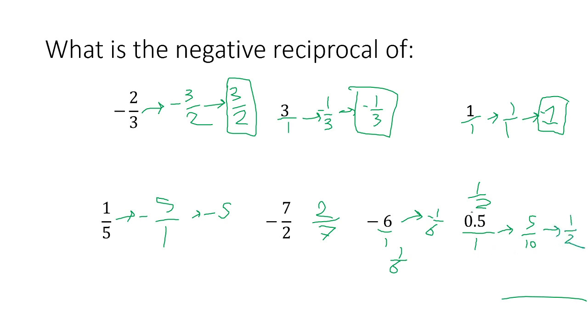And so the 1/2, when you flop it, it turns into 2, make it negative, and it's negative 2. Alright, so now that we know how to take the negative reciprocal, we can apply this to equations.